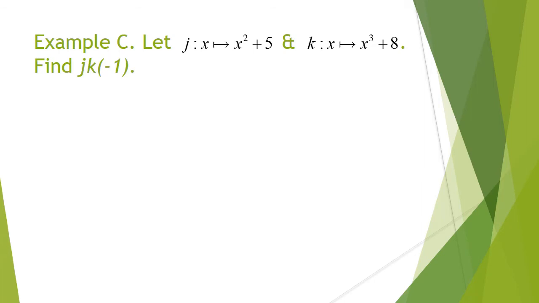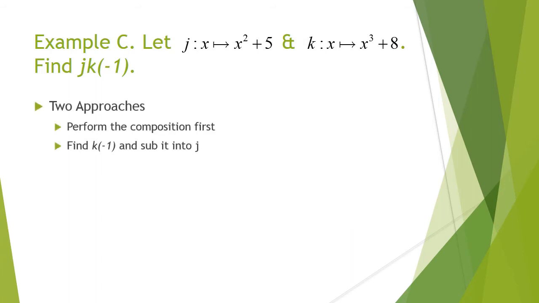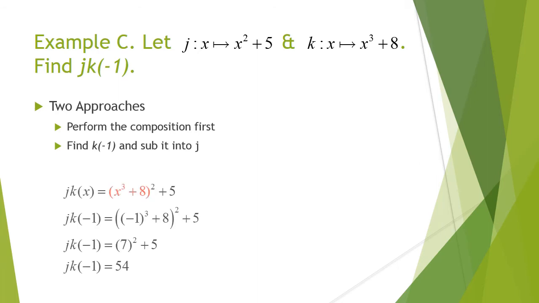Here's example C. We have function j, we have function k. This time we're being asked to find function j of k of -1. So we're actually going to be substituting for x. So there are two approaches in solving problems like this. The first is to do what we did on the other problem, where we basically deal with the composition first. We embed function k into function j. The second way to do this is to find k of -1 and then find j of whatever k of -1 is. So we're going to look at both.